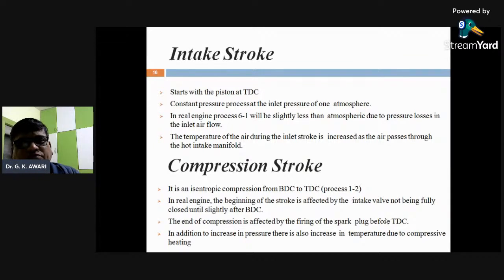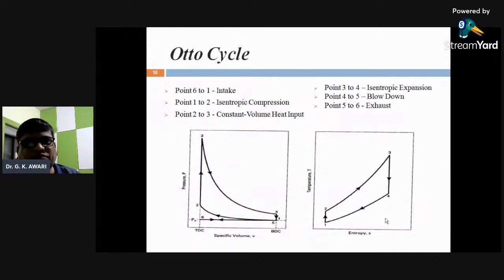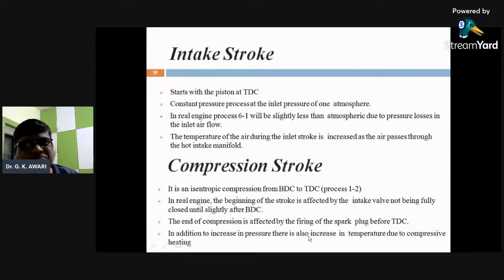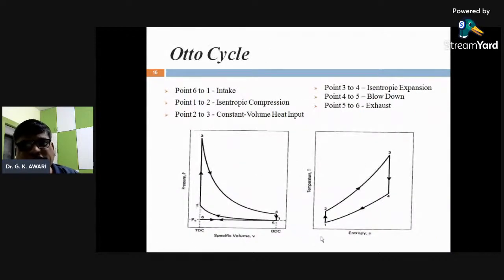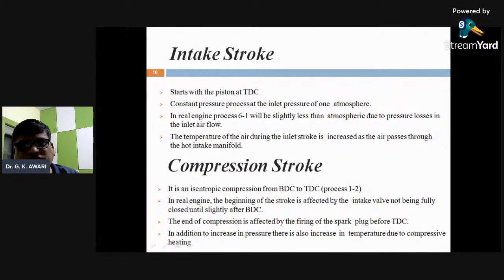The temperature of the air during the intake stroke is increased as the air passes through the hot intake manifold. You can see here the intake process going on, that is 6 to 1, filling of the cylinder. Then the compression stroke, an isentropic compression from BDC to TDC, that is process 1 to 2. Here you can see BDC to TDC, process 1 to 2.